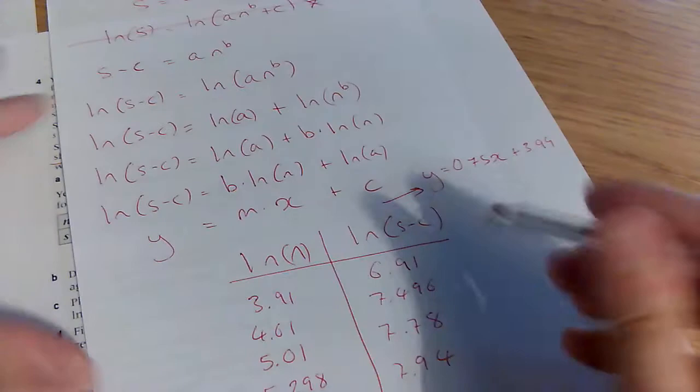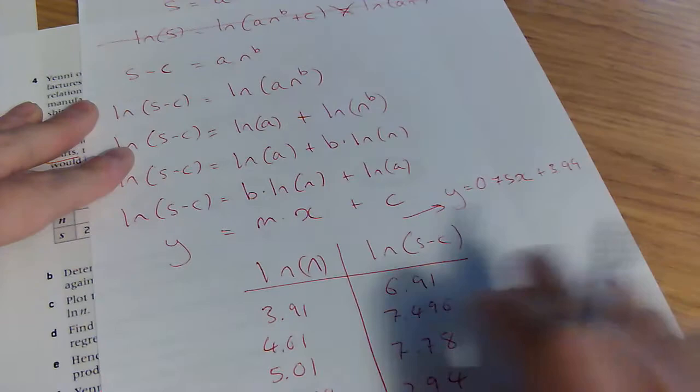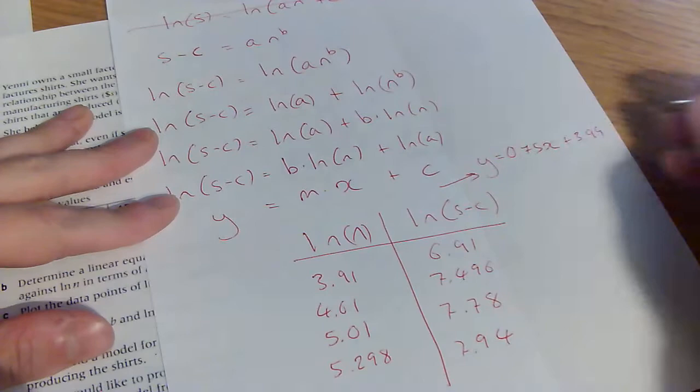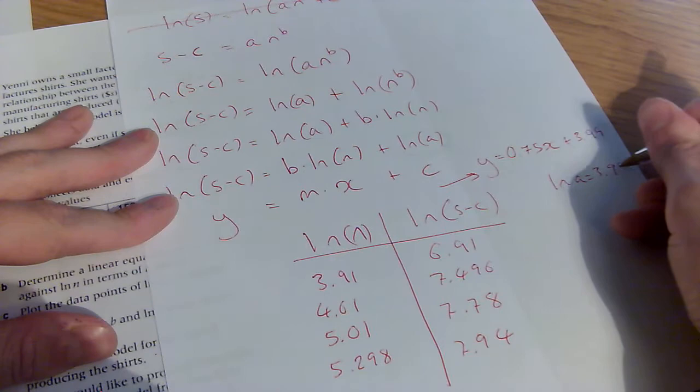No, we haven't found the values. We found the values for a and b on the calculator, but what we haven't yet done is find the values for... Oh, hang on, sorry, I'm misreading this. We found the value for b and for ln a. That's right. So ln a is 3.99. That's that constant there.